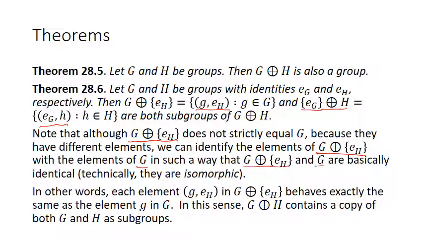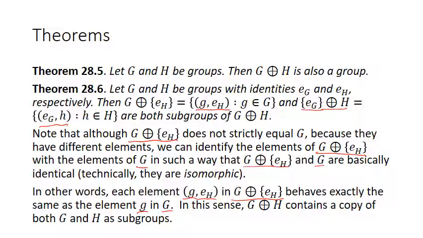They're basically identical. In a technical sense, they're what we call isomorphic, although we're not going to get to what that word means until a little bit later. So in other words, what I'm saying is we can identify each element, little g, and the identity from H in this external direct product of G with the identity from H. It's going to behave exactly the same way as the element g behaves in the group G. And so in that sense, there's basically a copy of the group G within the external direct product of G and H. And likewise, there's also a copy of H in this external direct product of G and H.